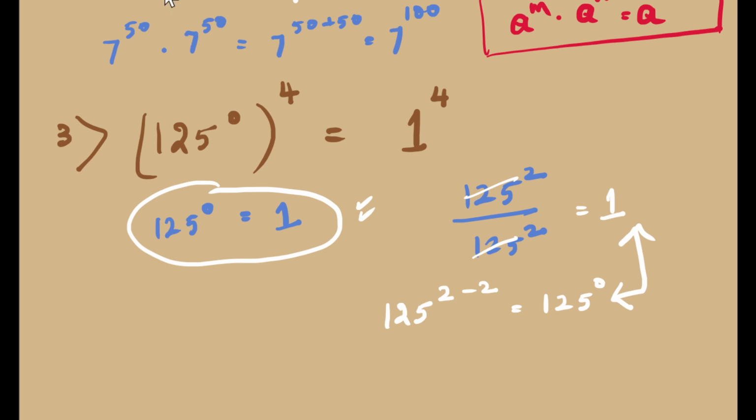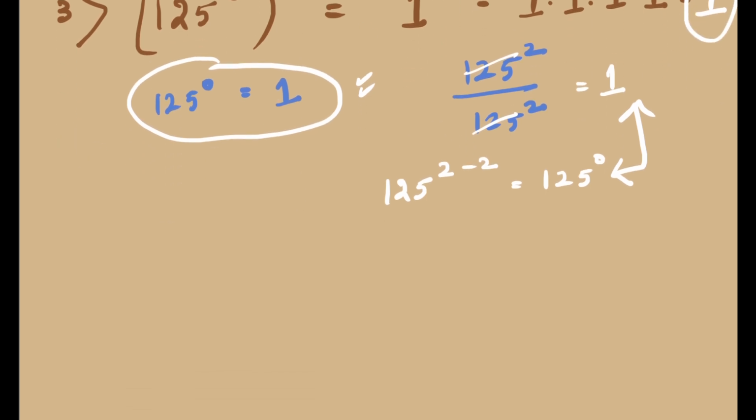But we haven't finished the sum yet. What is 1 raised to the power 4? It is 1 multiplied by itself 4 times, which is also equal to 1. So 1 is your answer for this third example.